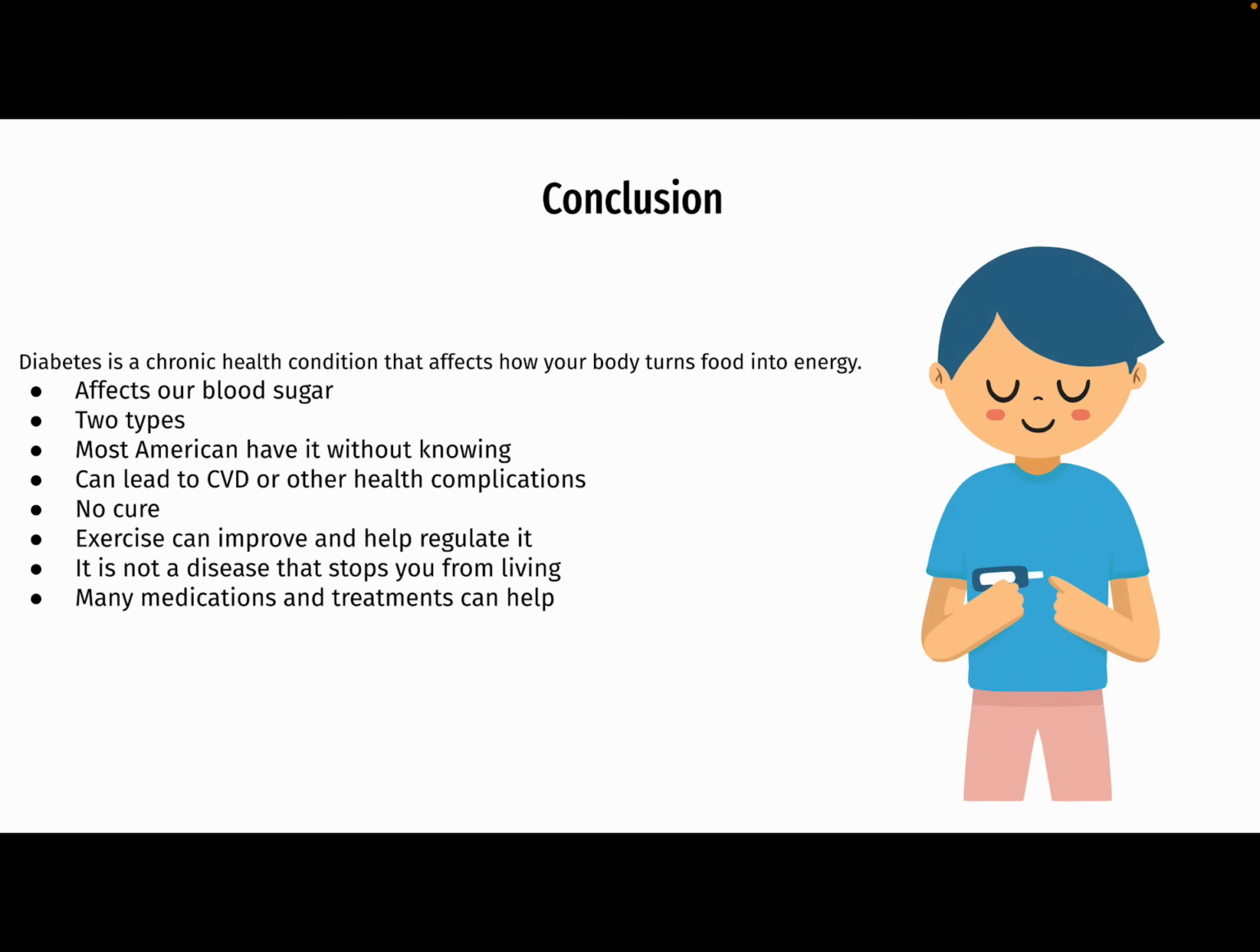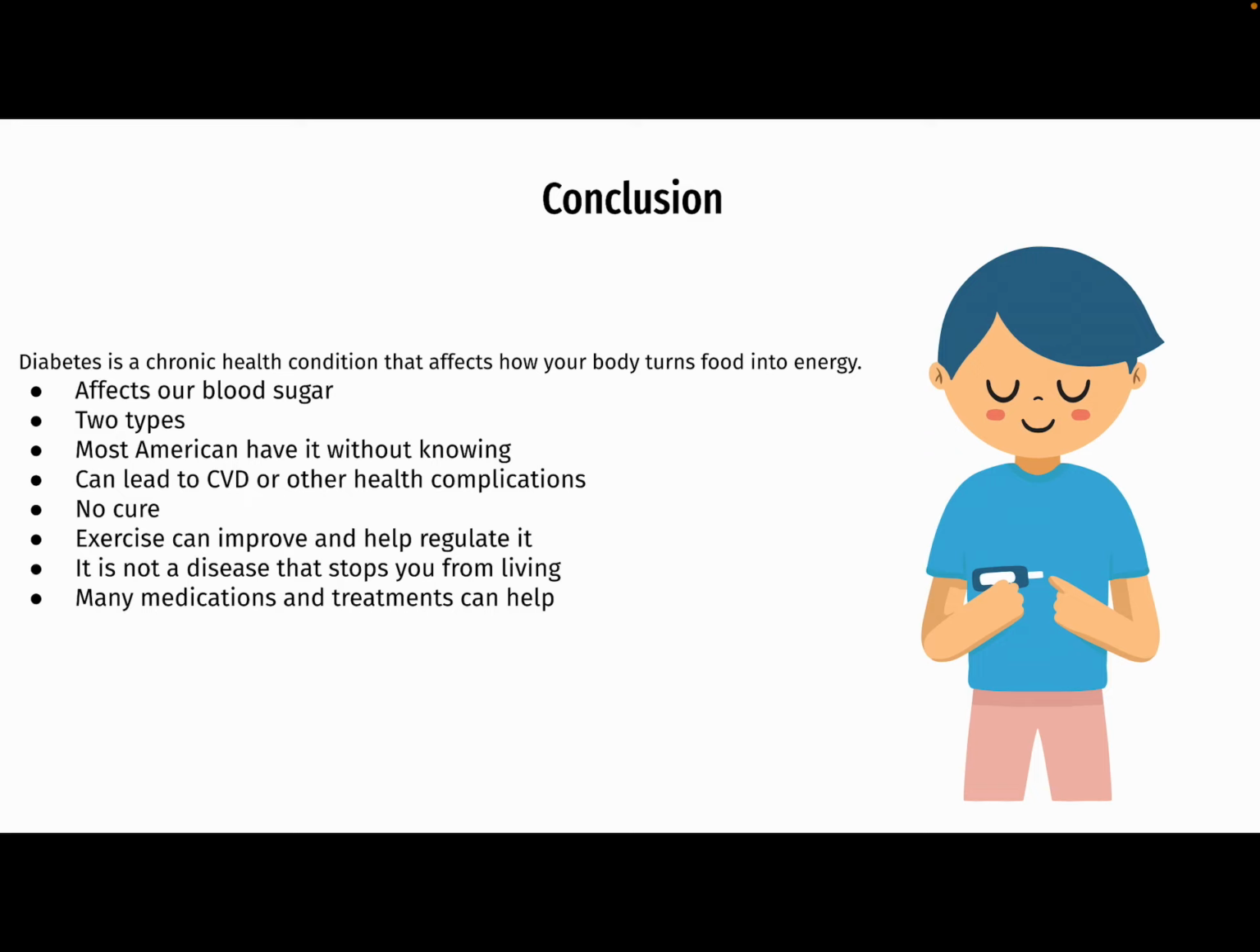In conclusion, diabetes is a chronic health condition that affects how your body turns food into energy. We know that it affects our blood sugar and how it raises and lowers. There are two types, type 1 and type 2, but we cannot forget about pre-diabetics and gestational diabetics. It is common for Americans to have it without even knowing. It can lead to cardiovascular disease, heart disease, kidney disease, skin disease, and other health complications, and there is no cure, meaning that they will have this for the rest of their life, but there are ways to prevent low or high blood sugar. Exercise can improve and help regulate it.